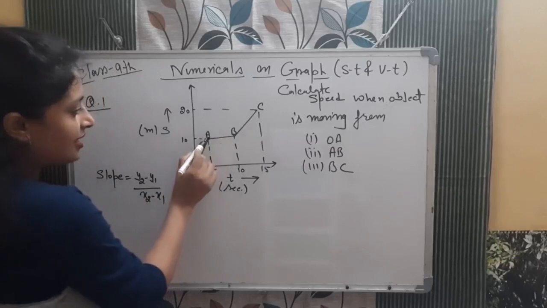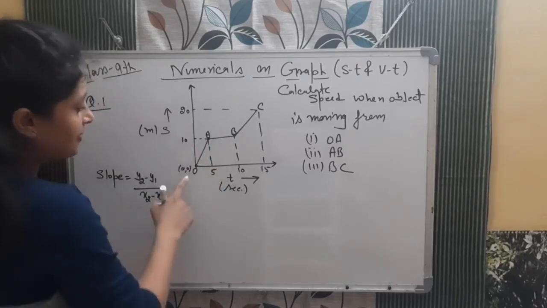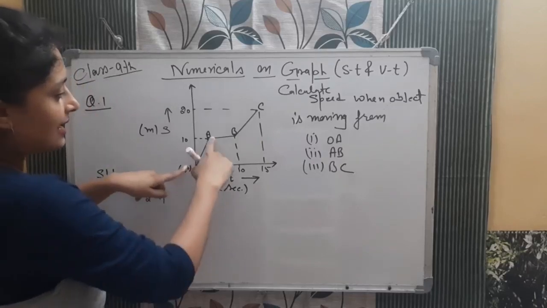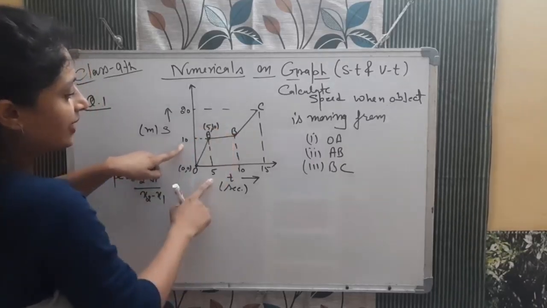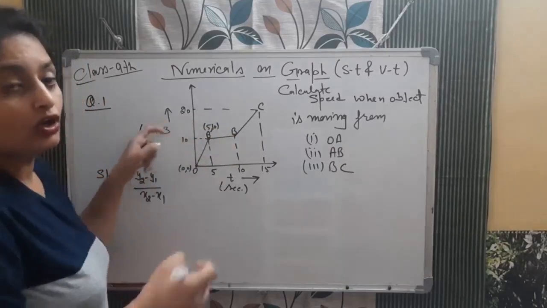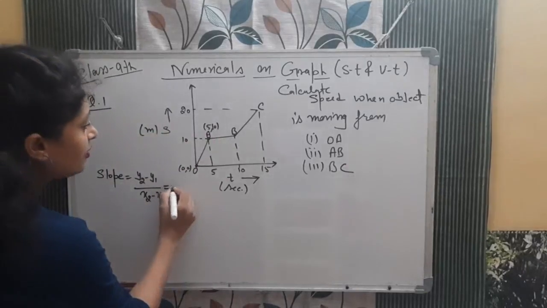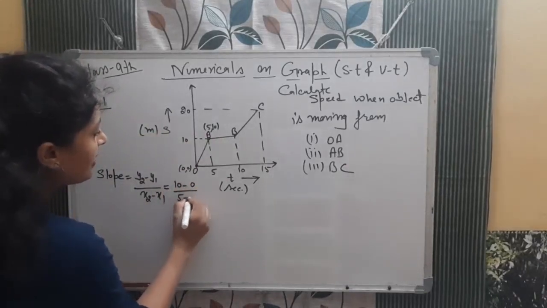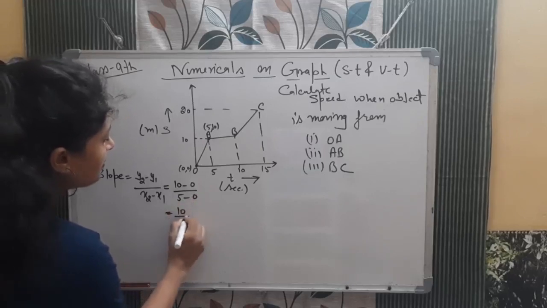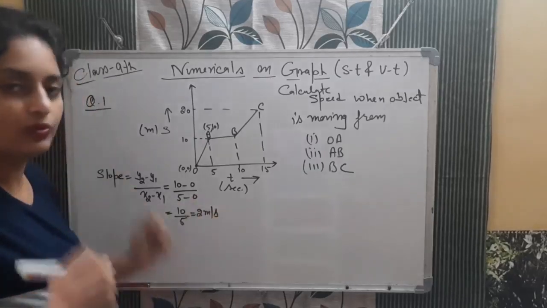Now see, what is the value of y1? This point is 0, 0. And at point A, this is what? 5 and 10. Because x is 5 at this point, y is 10. Coordinates we always write in the form of x, y. So when we calculate, y2 is 10, y1 is 0. x2 is what? 5, x1 is 0. So 10 by 5, it will be 2 meter per second. I hope you got it.